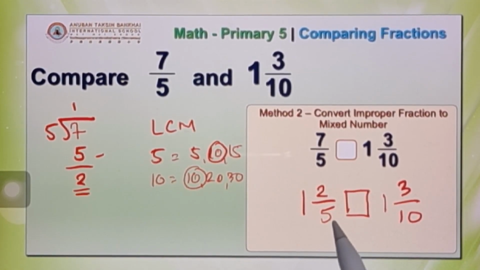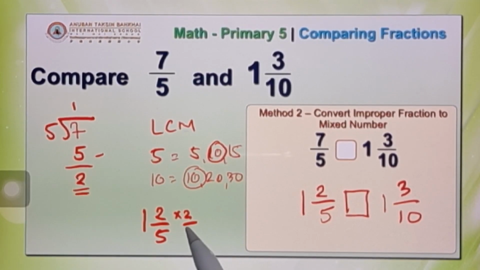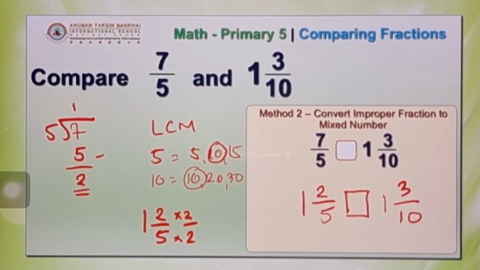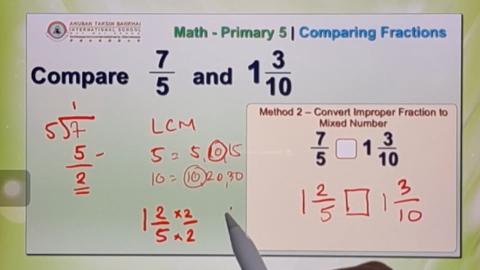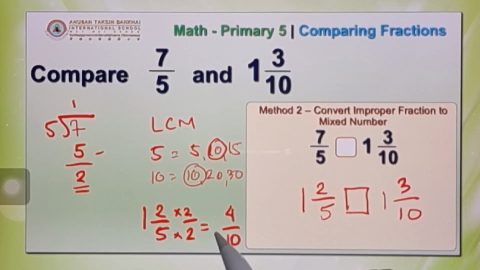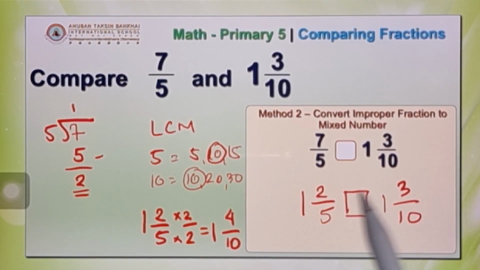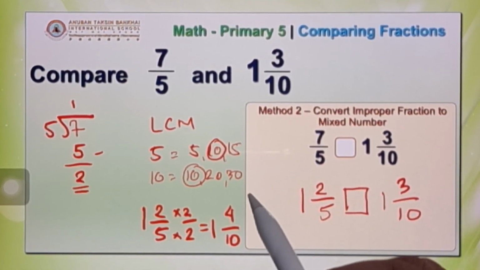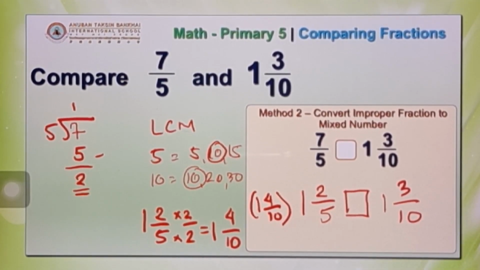So we need to change 1 and 2 over 5. We're going to multiply it by 2. Okay, so 2 times 2, we have 4. 5 times 2, we have 10. Let's just copy our whole number. So the answer would be 1. Let's just write it here. 1 and 4 over 10.